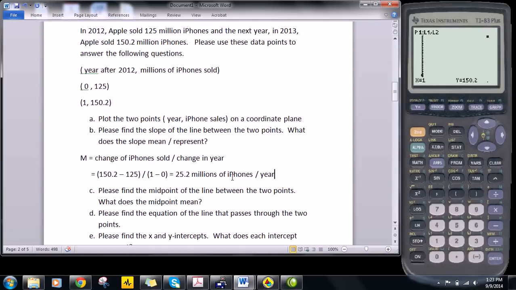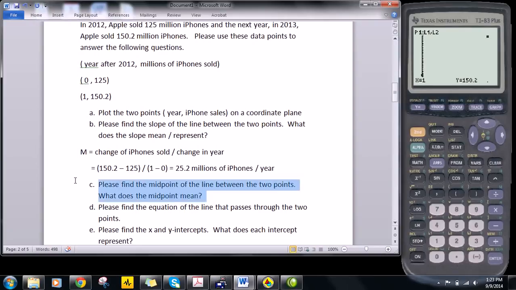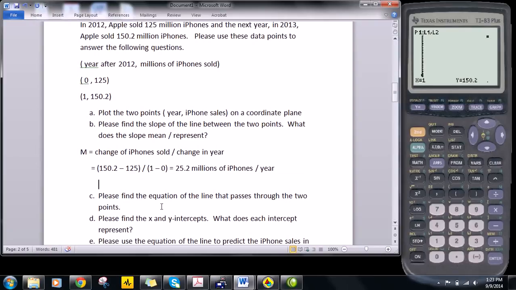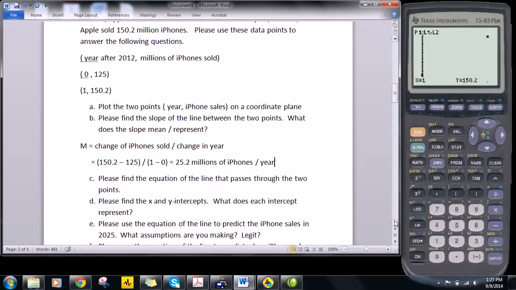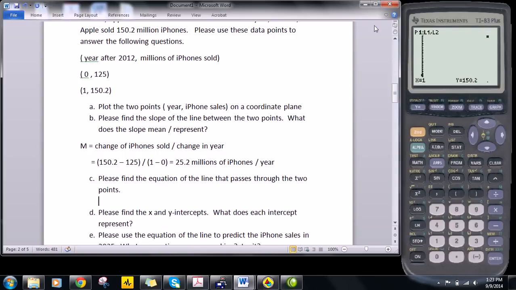Now, that slope is meaningful because it tells me that if I assume a linear relationship between the 2 points, then the rate at which I'm increasing my iPhone sales is 25.2 million additional iPhones per year. Okay. Now we already talked about the midpoint today, but I do want to spend some more time on finding the equation of the line, because that was a bit sticky today, right? So let's focus on how we can find the equation of the line that travels through these 2 points, okay? And I'm going to present a couple different options.